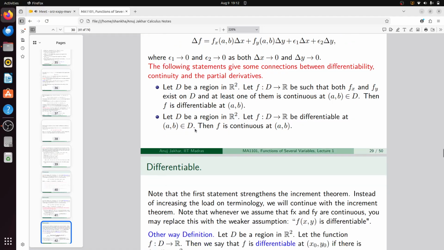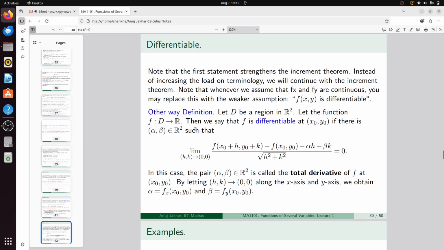Next. Note that the first statement strengthens the increment theorem. Instead of increasing the load on this particular terminology, we will continue with the increment theorem. Note that whenever we assume that fx and fy are continuous, we may replace this with the weaker assumption that fxy is differentiable. Otherwise your definition is, let D be a region in R2.